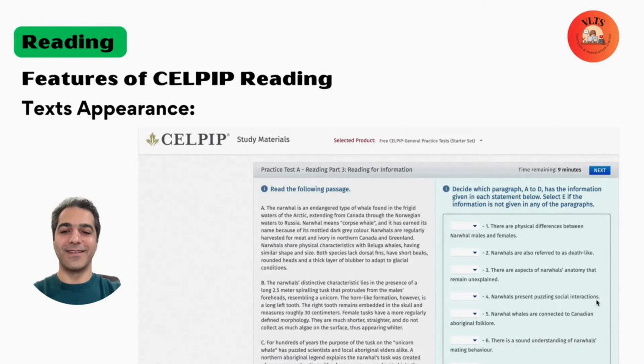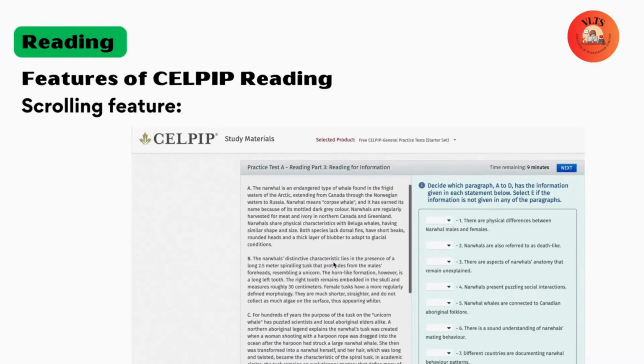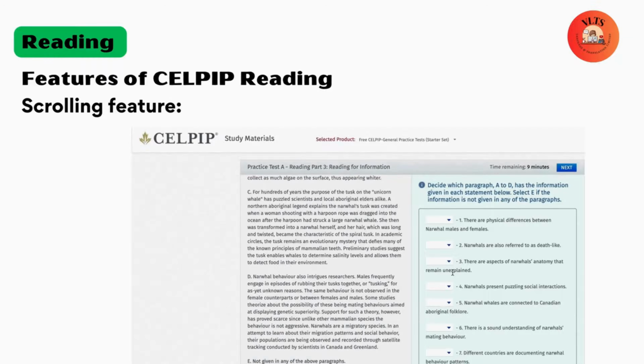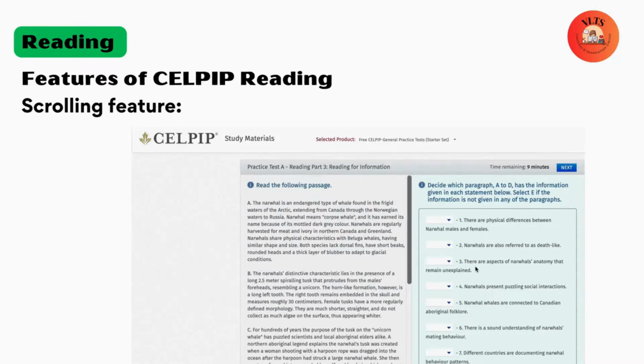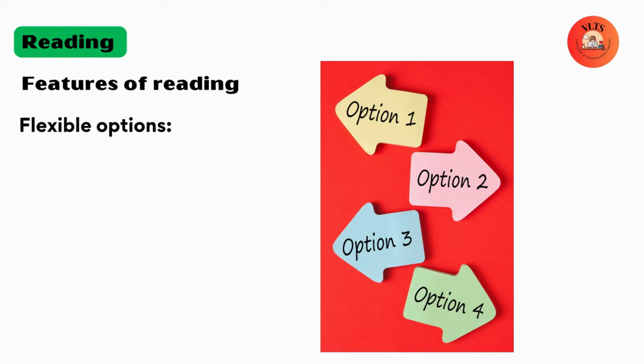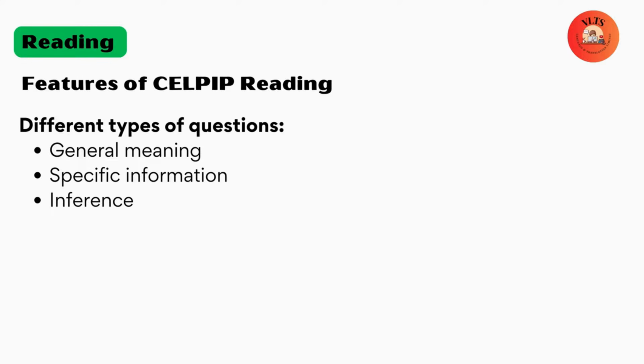Text appearance. In CELPIP reading, both the reading passage and the questions with answer options are displayed simultaneously on the screen. The reading passage appears on the left side of the screen with the questions on the right side. Scrolling feature. To navigate through all parts of the passage and questions, you'll need to scroll up and down on each side of the screen. Flexible options. You can change your answers as long as you're on that specific page, as there is no backtracking in the CELPIP exam.